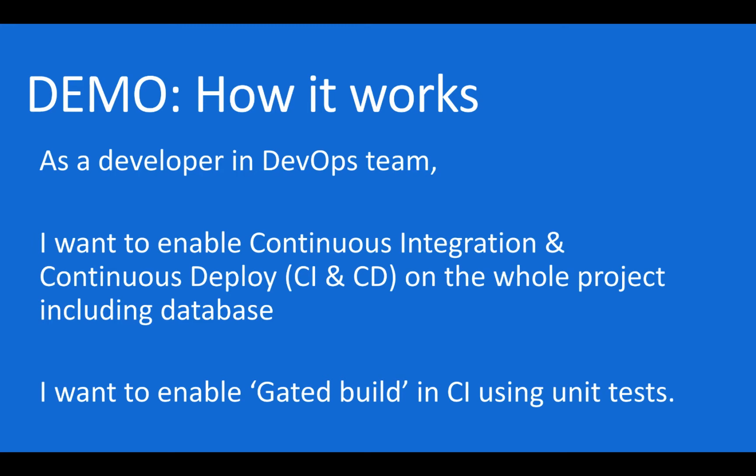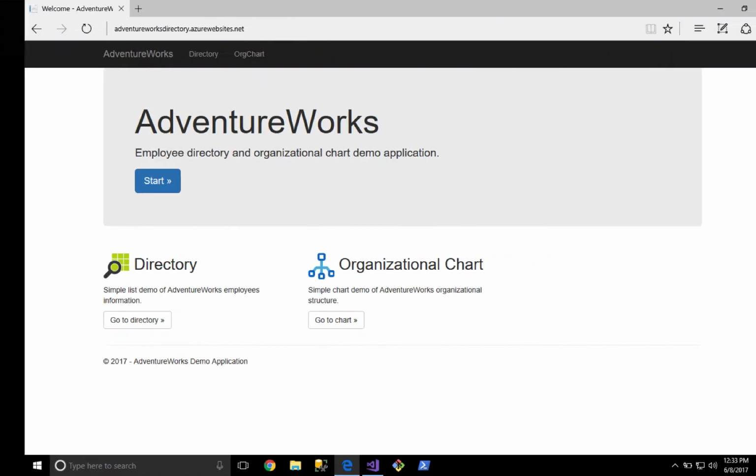The first demo is about how it works. As a developer in a DevOps team, I want to enable continuous integration and continuous deploy on the whole project, including database. Also, I want to enable gated build in CI using unit tests. So if any unit test fails, then the build should fail. Let's jump into the demo.